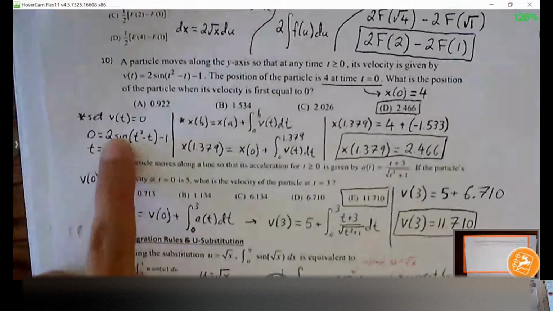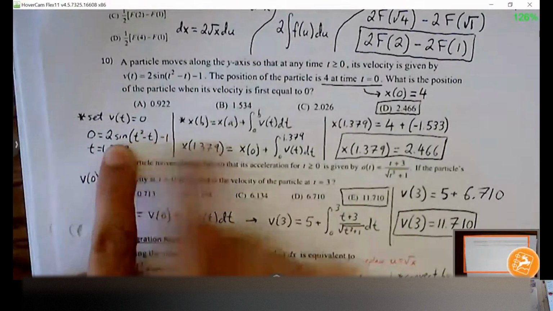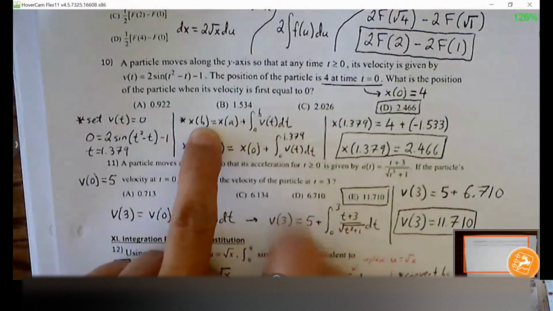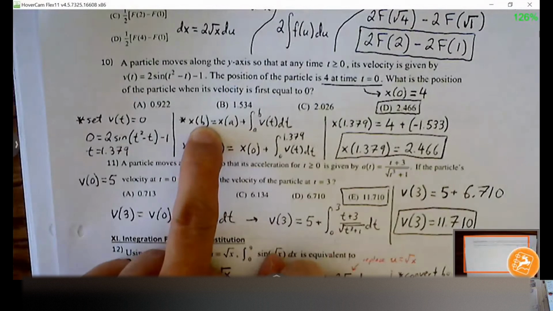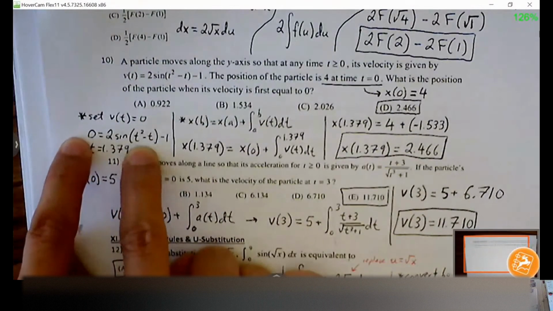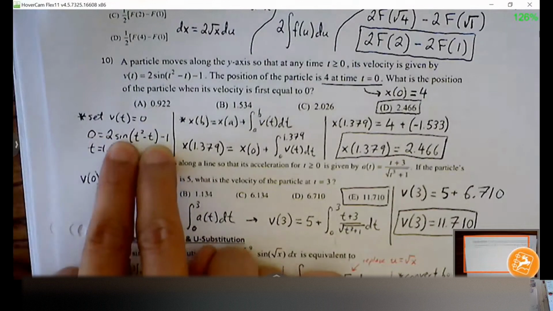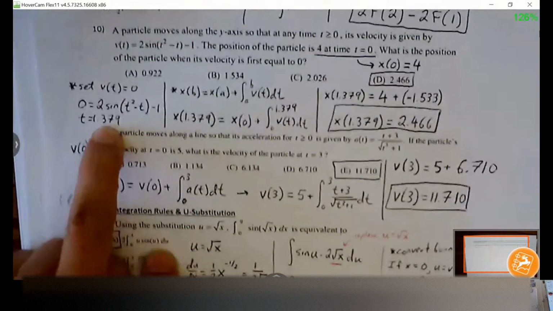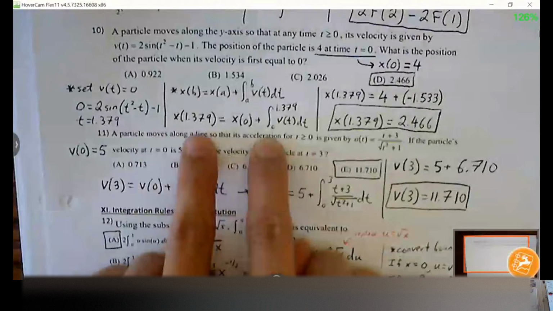Normally we would say x of b equals x of a plus the integral from a to b, but we don't know what that b value is. We have to figure out where that final location is. So we set velocity equal to 0, use the calculator, graph it, and find that x-intercept, which is 1.379. Once you have that value, then it becomes straightforward.